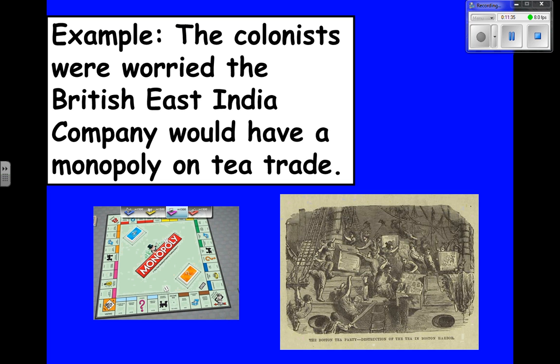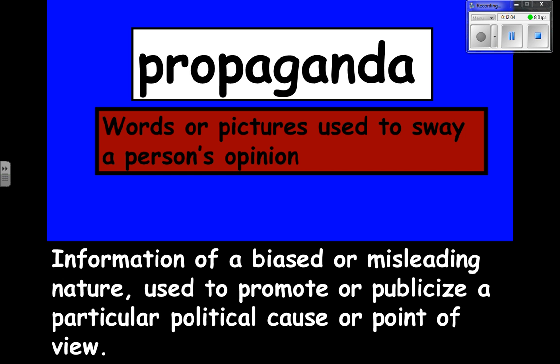Our example in this particular situation deals with tea. The colonists were worried about a company called the British East India Company, which was owned by the British government, and they dealt with trading tea. They felt that the company would potentially have a monopoly on the tea trade in the colonies if they were allowed to sell the tea at the prices that the government wanted. So in response, of course, we have the Boston Tea Party, and they chuck all the tea overboard as a way of protest.